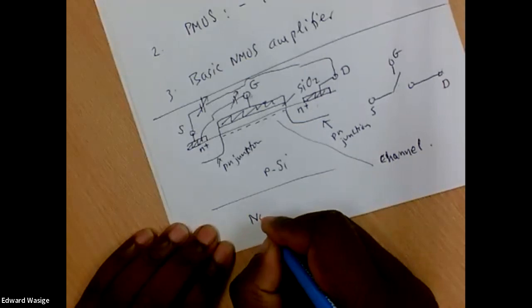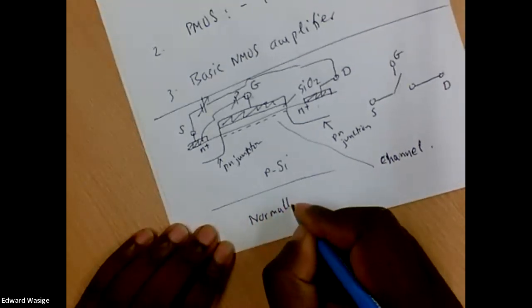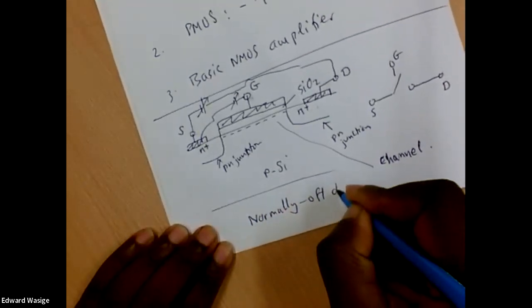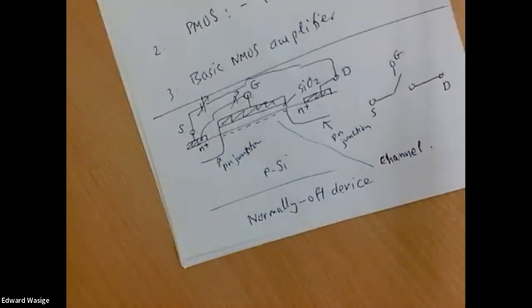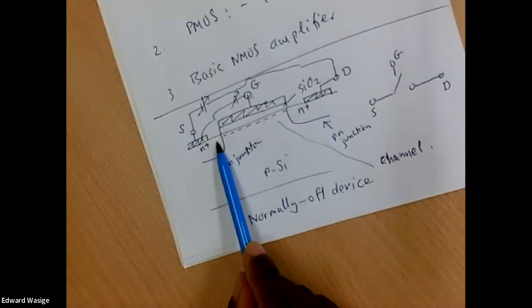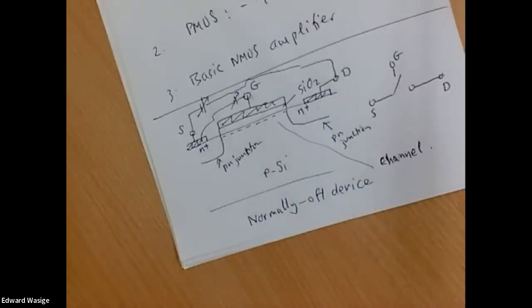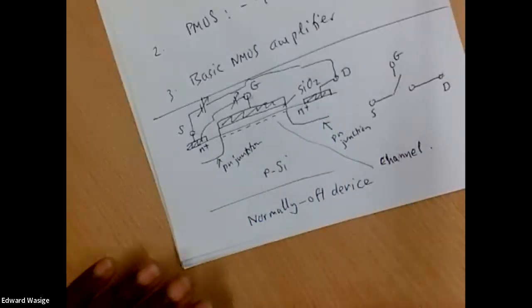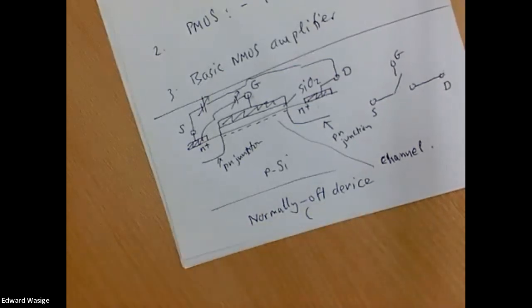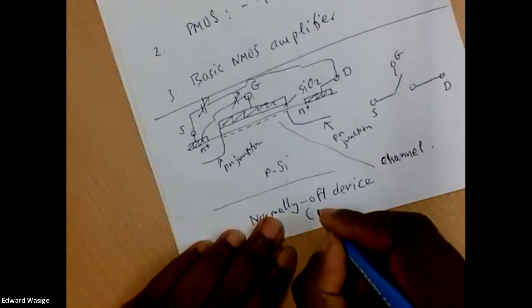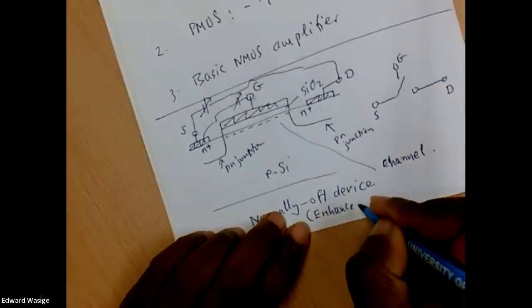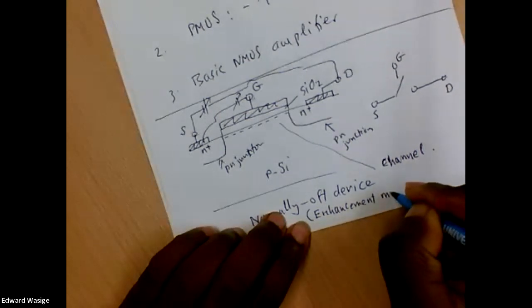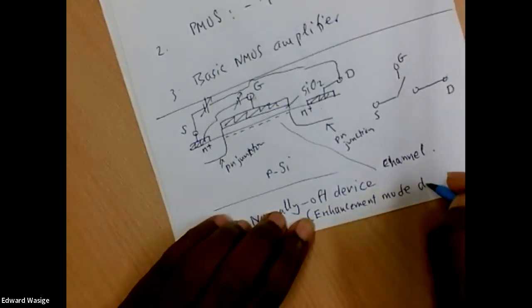So this device, another name for this device is a normally off device. Without the gate voltage applied to a certain positive potential, no current can flow between the two main electrodes, and so the device is normally off. So it's called a normally off device. Another name which you may be familiar with is an enhancement mode device.